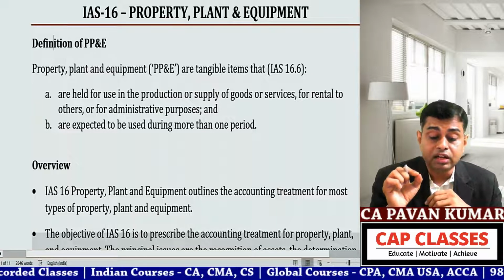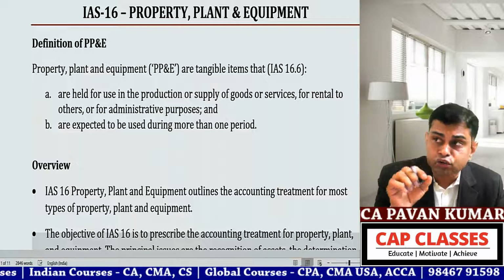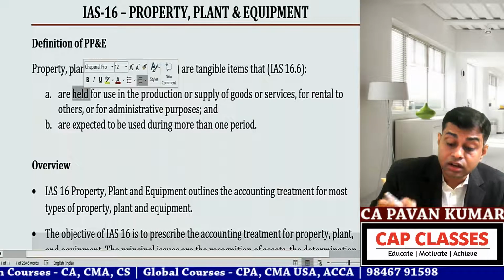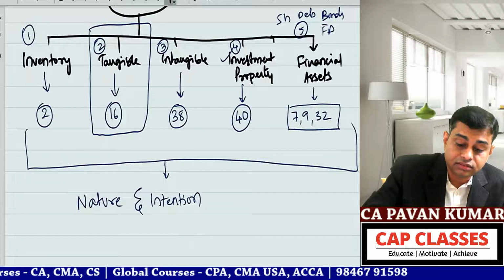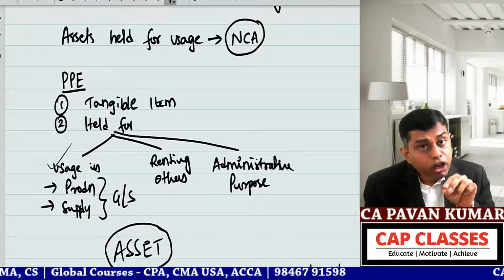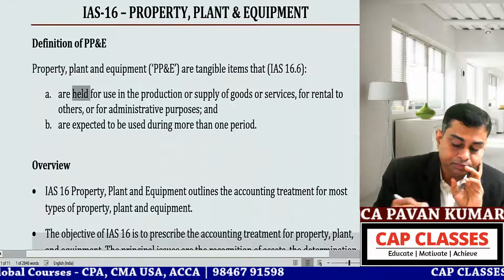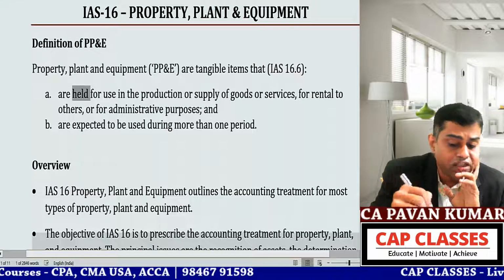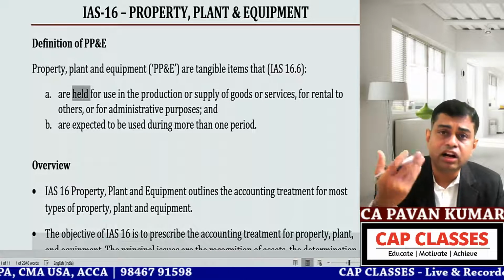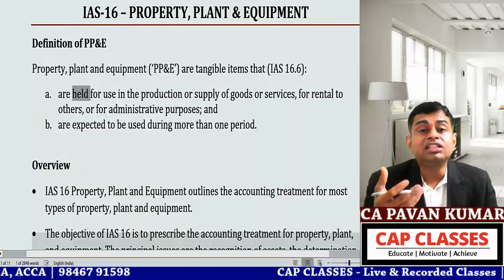Property, plant and equipment are tangible items that are held for use. In your book, write down held for use. They are not held for sale. So like this: tangible items held for use. In what are you using it? Either in production of goods and service or in supply of goods and service. Held for use in the production or supply of goods and service, or for rental to others. You are giving it on rent to others so that you will receive some rental income. Or for administrative purposes.